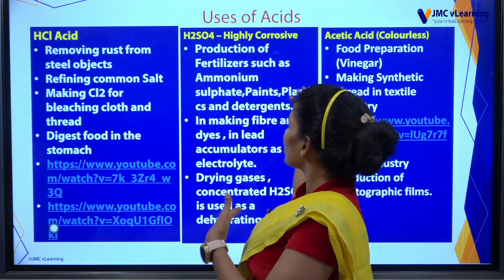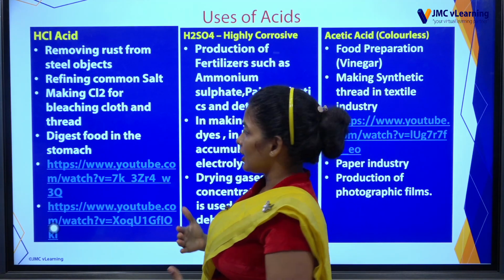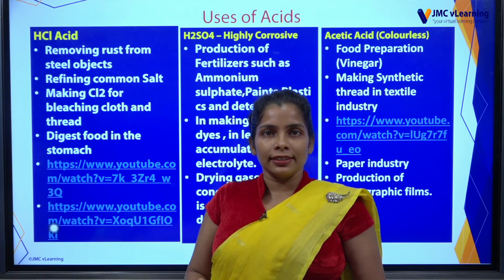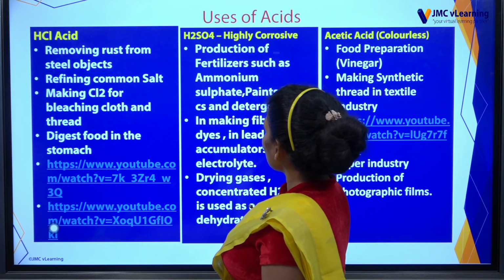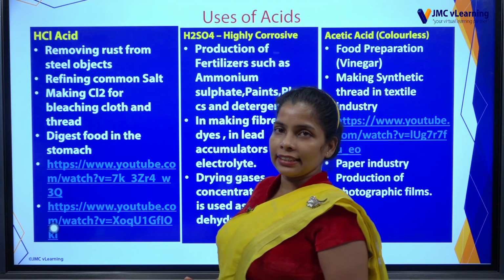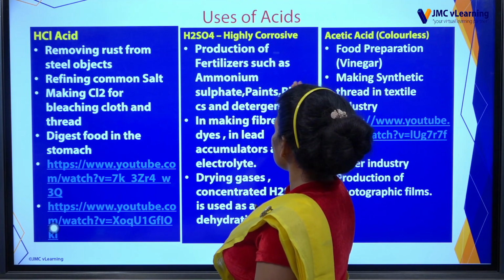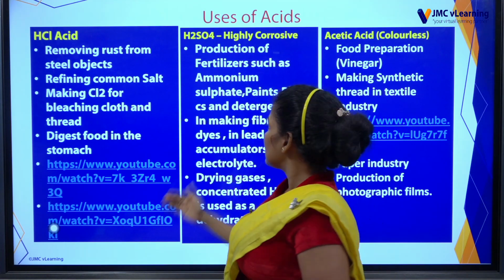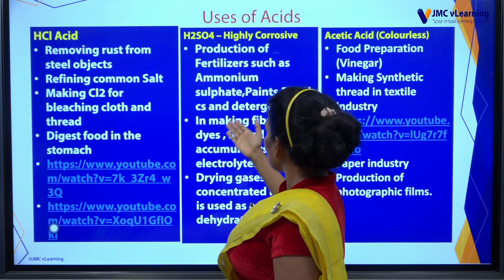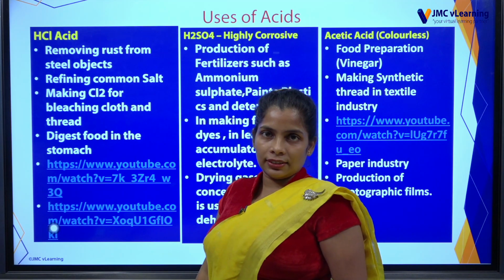Now you already know the uses of hydrochloric acid. Now we are just moving to sulfuric acid. That means sulfuric acid is a strong acid. It is highly corrosive. This is the first use: production of fertilizers such as ammonium sulfate, superphosphate, paints, plastics and detergents.